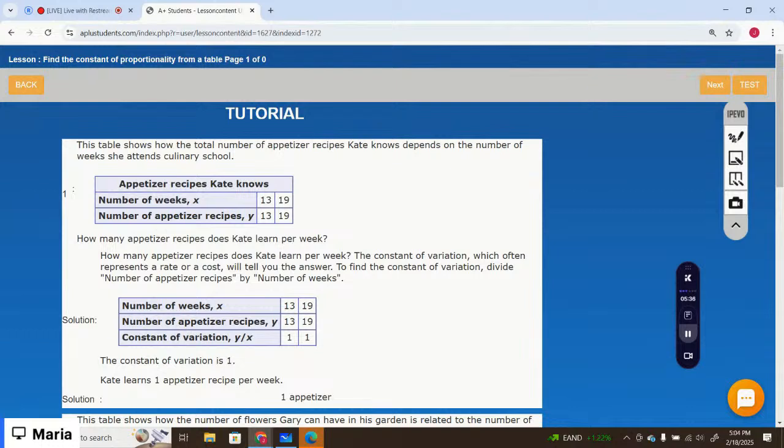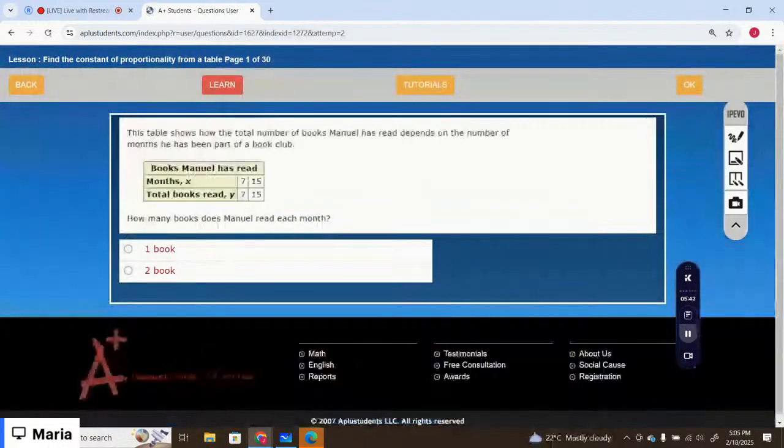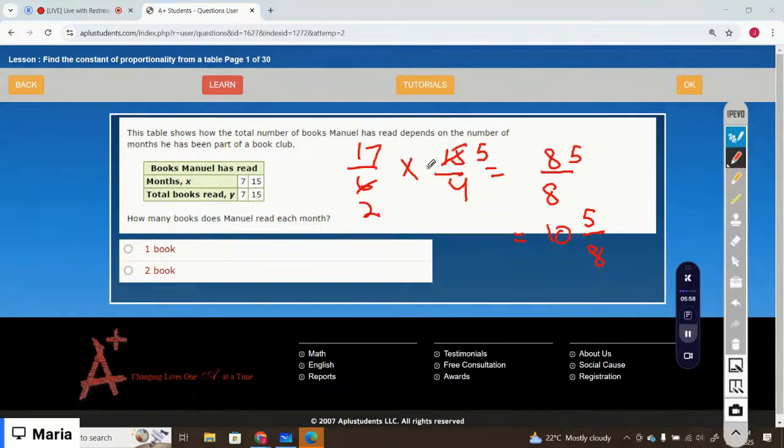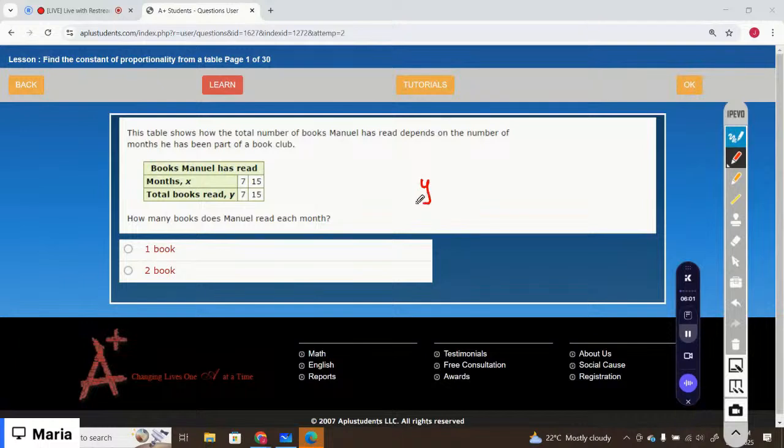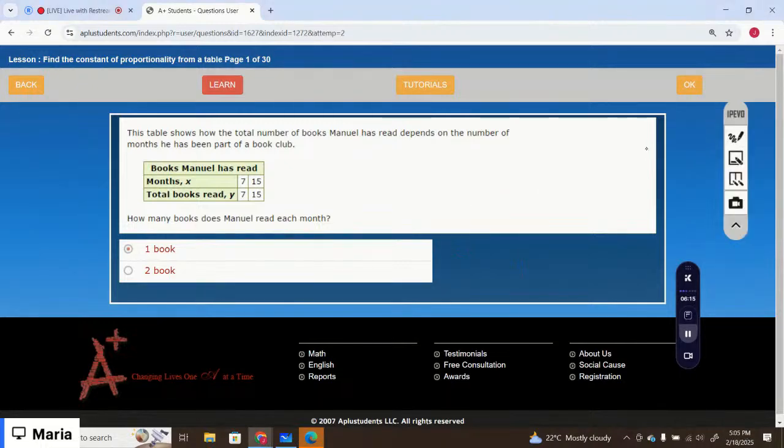Let's start with the test questions. We need to calculate the constant of variation that would be y over x. The table shows how the total number of books Manuel has read depends on the number of months he has been part of a book club. How many books does Manuel read each month? So 7 over 7 is 1 and 15 over 15 is 1. So that means each month he is reading one book. Option number 1 is the correct option, that is one book.